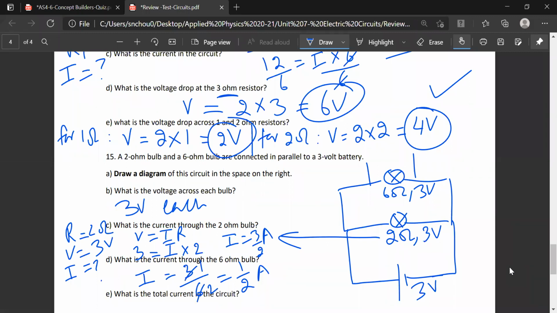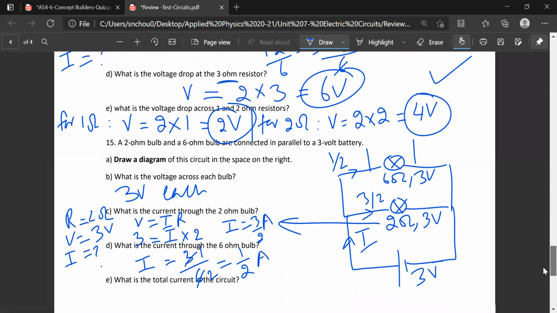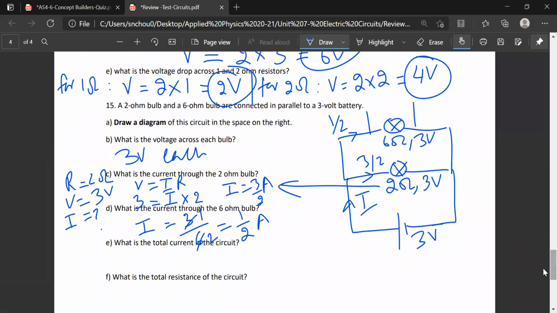What's the total current? The total current is what splits into 3/2 for the 2 ohm and a half for the 6 ohm. You add those two, right? You can do that, or you can first calculate the total resistance and work it like that. So I total is 3/2 plus a half, which is 4/2, which is 2 amps.